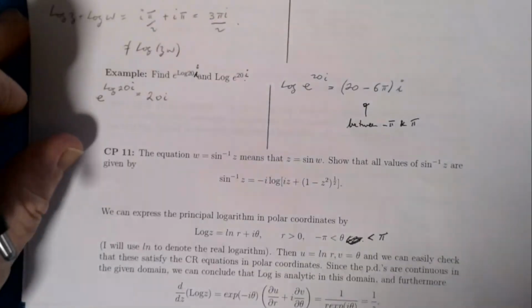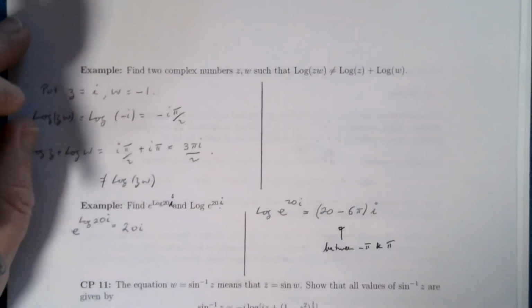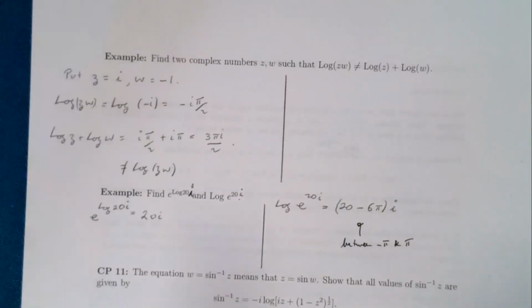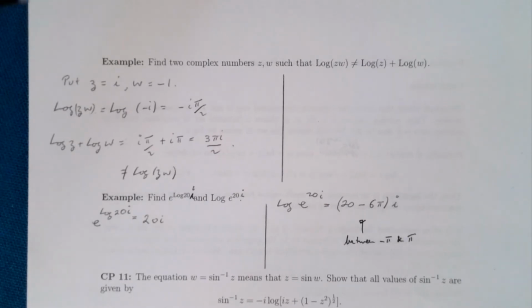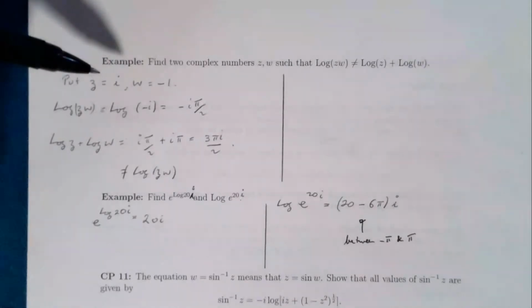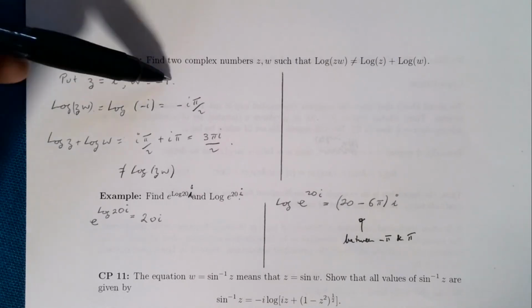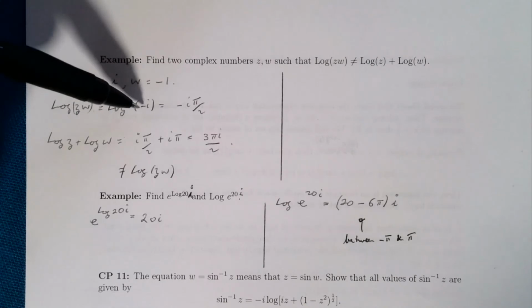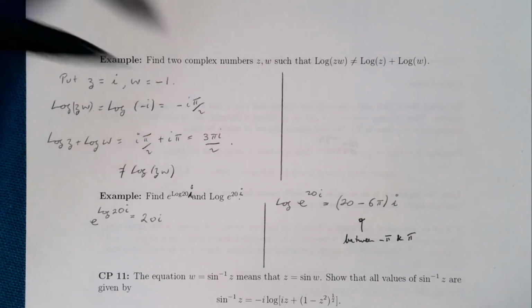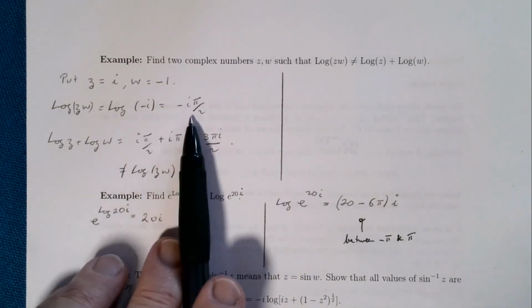And let me just do an example of finding some complex numbers, z and w, just to convince you that in general the log of zw does not equal the log of z plus the log of w. So I just picked a couple of complex numbers. I put z equal to i and w is equal to minus 1. And if I multiply z times w, then I get the log of minus i, and that's easy to show. That's equal to minus i pi on 2. Principal argument is minus pi on 2, and the modulus is 1. So there's the logarithm of the product.